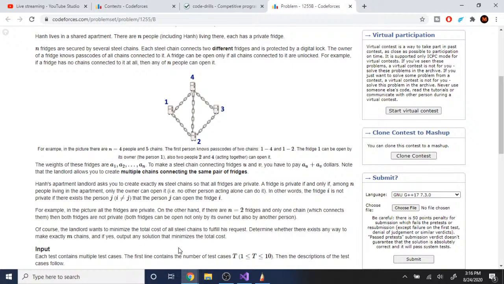If there are n equal to 2 fridges, and there's only one chain which connects them both, then both fridges are not private. Both fridges can be opened not only by the owner, but also by another person.